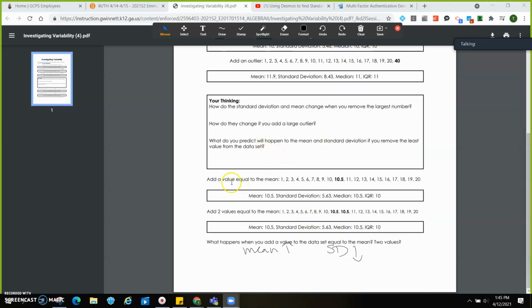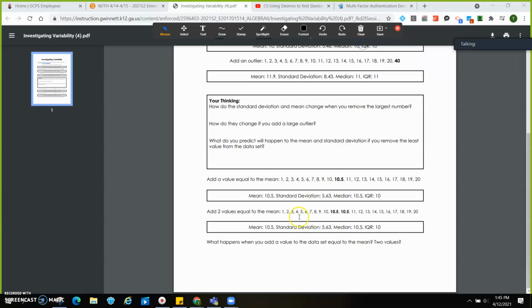In this next little section, it says add a value equal to the mean. Okay, so you're going to figure out a number that'll equal the mean, and then add 2 values equal to the mean. And then what happens when you add a value to the data set equal to the mean?